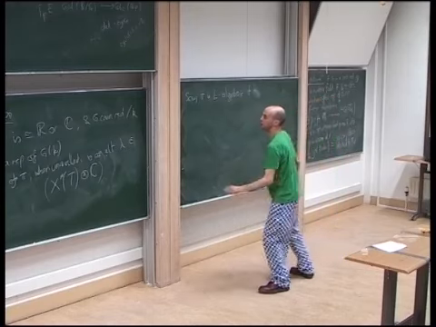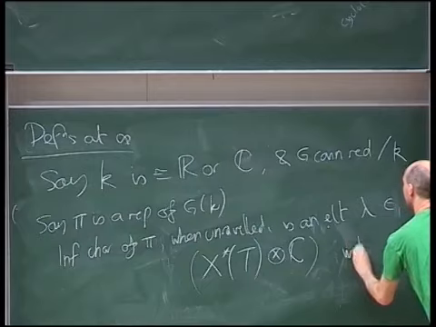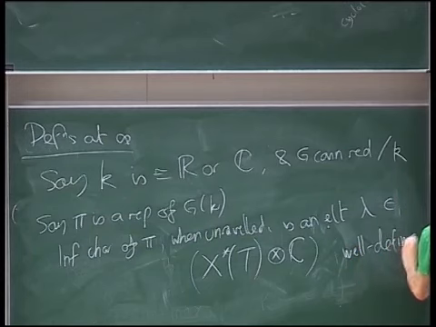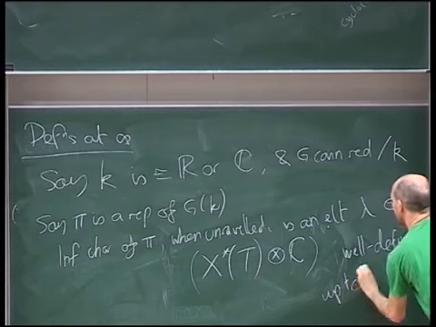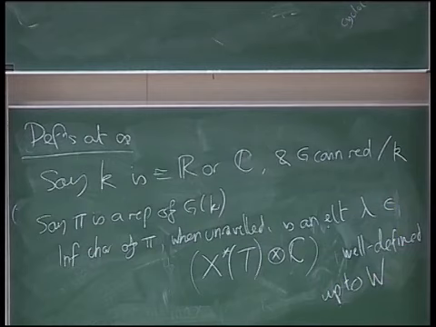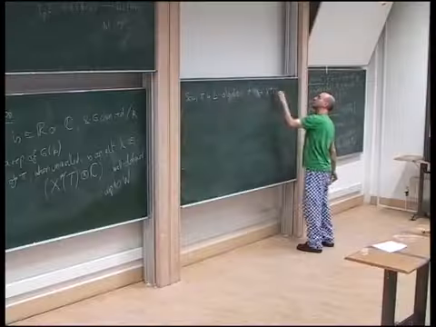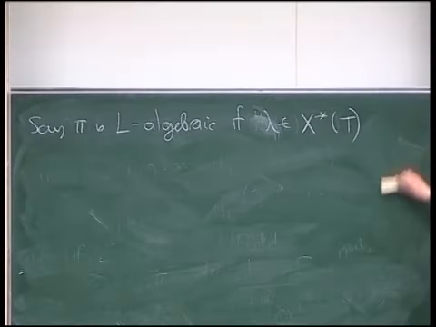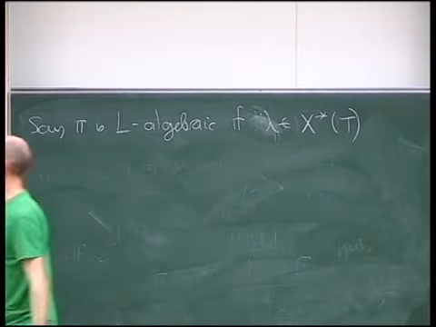So let's say, well-defined up to W. Its W orbit is well-defined. So let's say pi is L-algebraic if lambda is in this T. So if G of R is compact, then this representation will be finite dimensional.